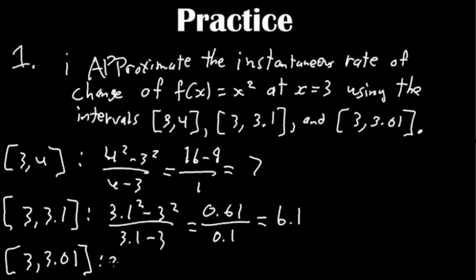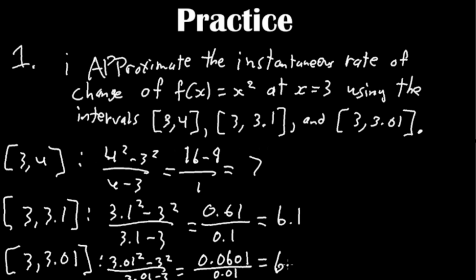All right, from 3 to 3.01. This is going to be 3.01 squared minus 3 squared over 3.01 minus 3. This is 0.0601 over 0.01. That is 6.01. So it looks like it's going to 6, but we don't know.